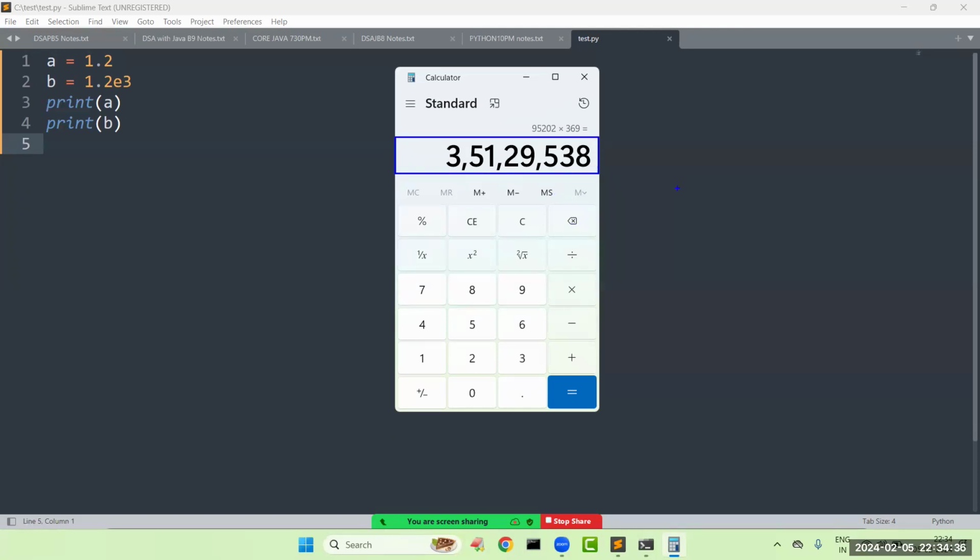So if you want to represent large values in small memory locations, it is highly recommended to go for which data type? Float. If you want, you can see. I am pressing equal to again. Big number, again equal to, big number. Have you observed? Immediately it has turned into exponential format.